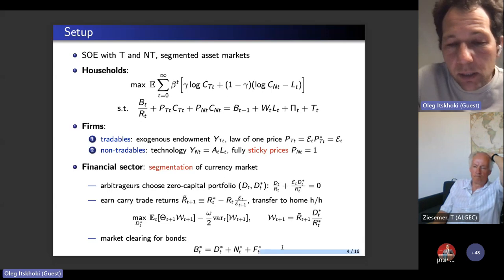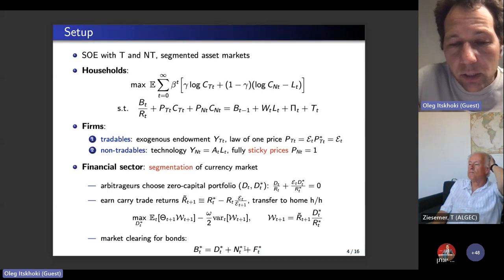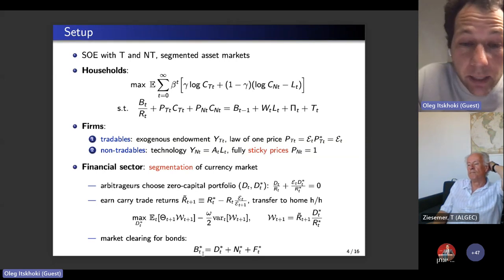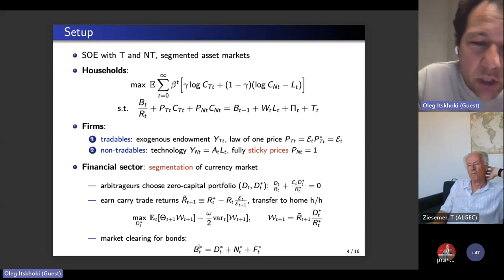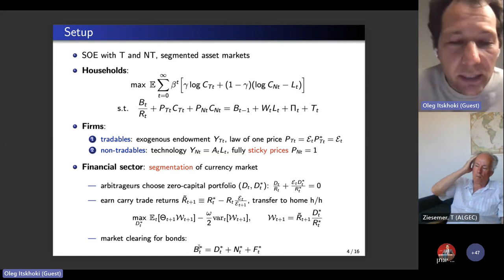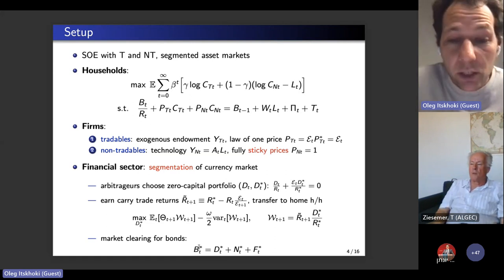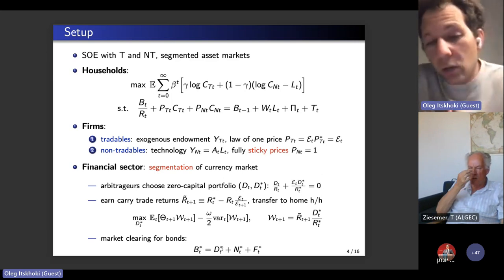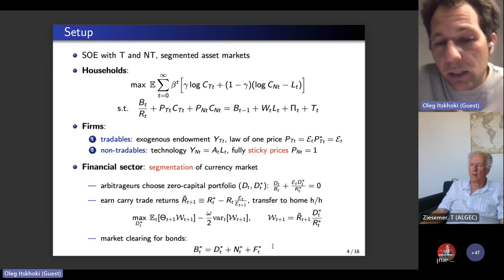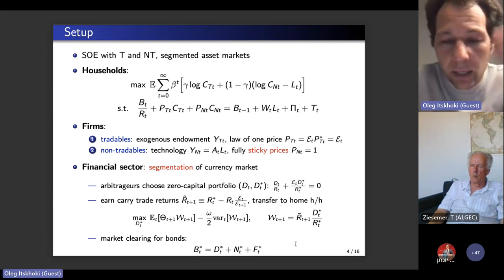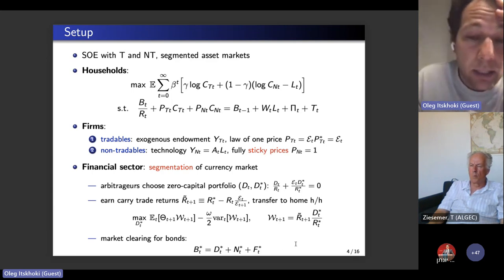And at the end of the day, the market needs to clear. So this would be the position of the intermediaries. This is the position of liquidity traders. This is the central bank. And this is the net foreign asset position, which is the accumulated trade surplus of the country, right? So this is the trade surplus, and the currency positions of these three agents need to balance out the trade surplus. So this is market clearing.